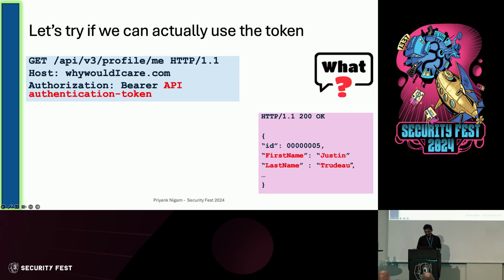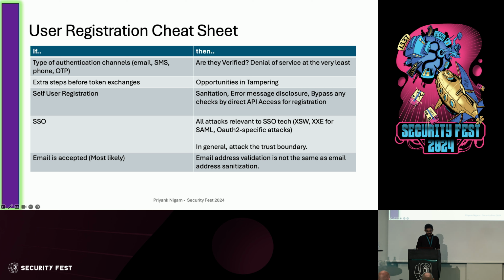All right. So yeah, we are almost near the end. This is a cheat sheet I developed: if you come across any application doing self-registration on their own, definitely check, for example, if they're doing out-of-band authentication channels, right? The first thing is, are they verified or not? And denial of service is the least you are going to get, right?